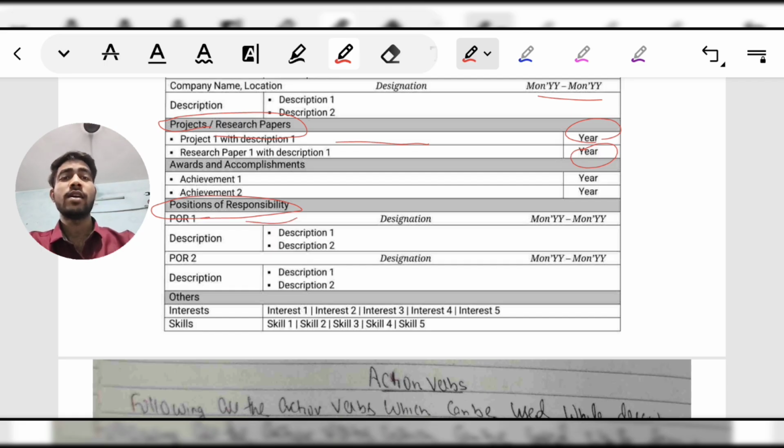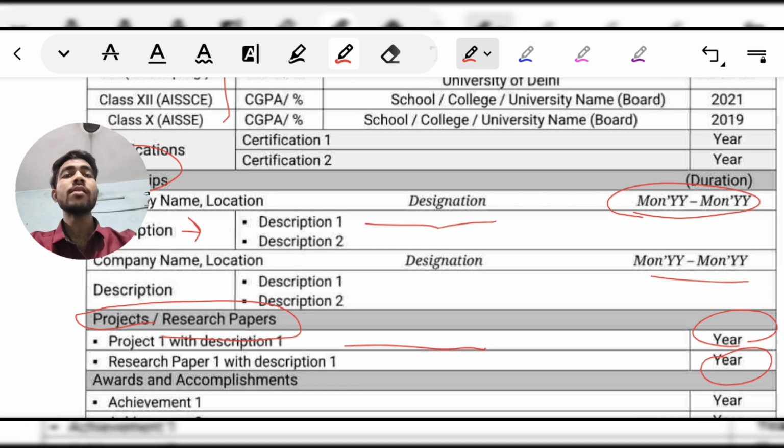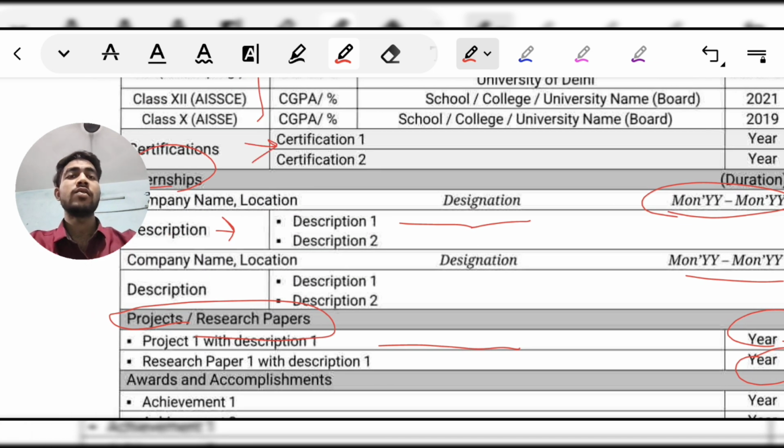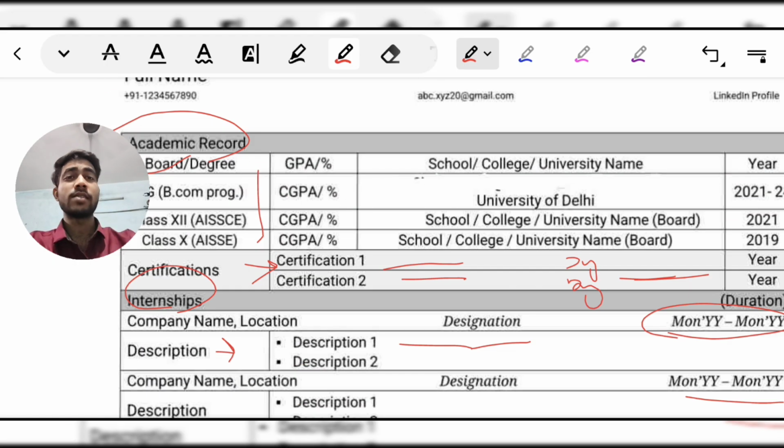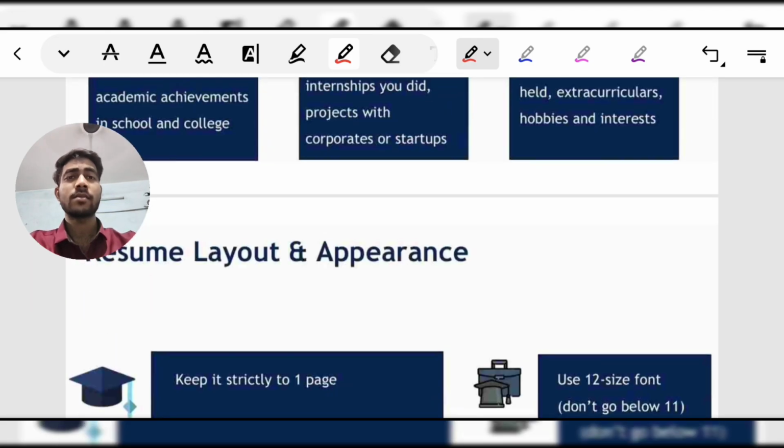Then write about that, and in the last section write your interests and the skills you have built. Also include the certifications you have done, and mention where you did each certification.